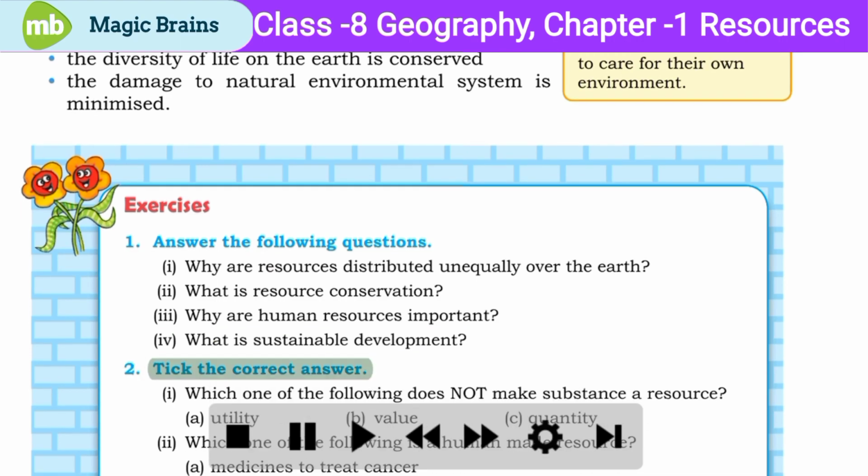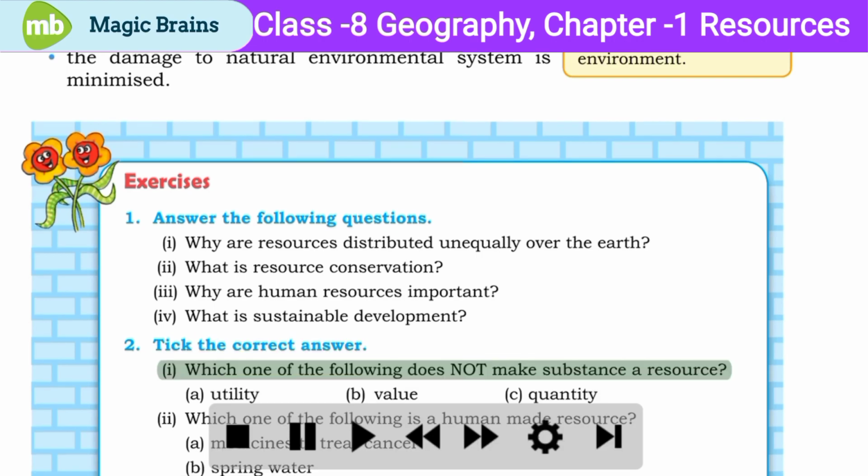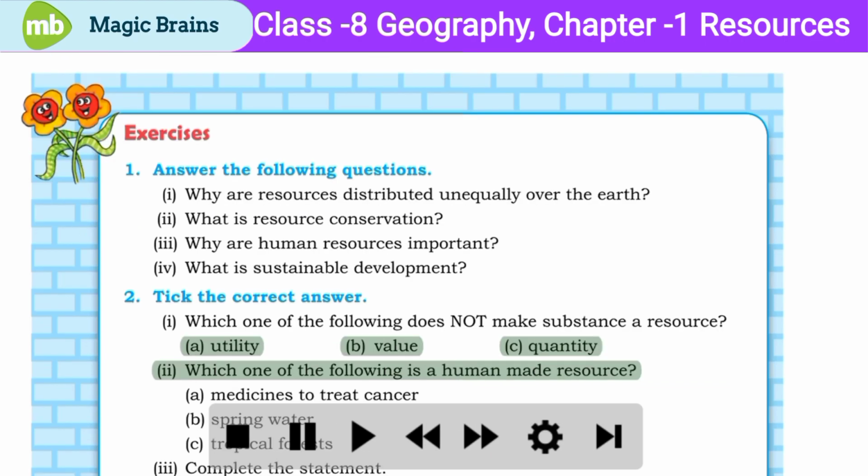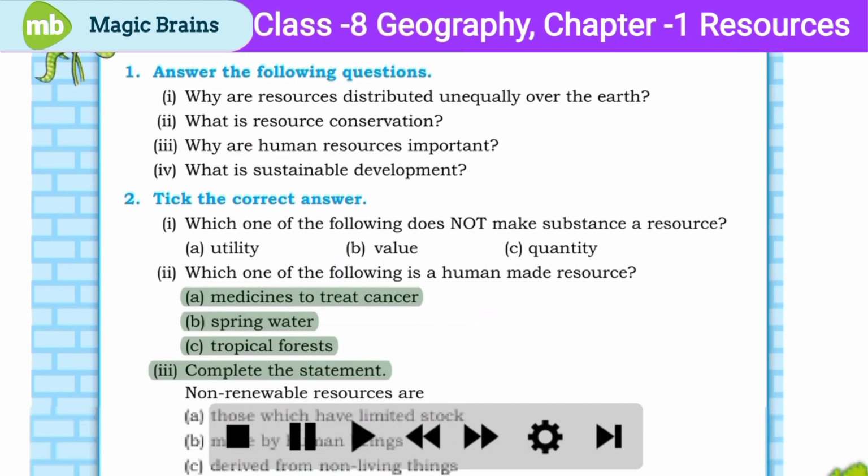Second, tick the correct answer. Question 1. Which one of the following does not make a substance a resource? A. Utility. B. Value. C. Quantity. Question number 2. Which one of the following is a human-made resource? A. Medicines to treat cancer. B. Spring water. C. Tropical forests.